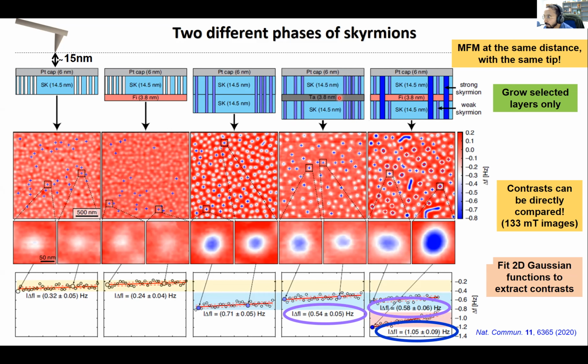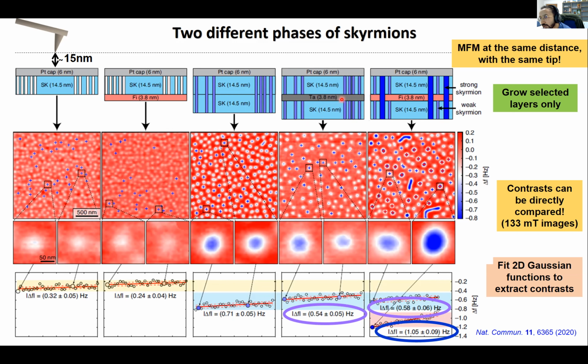Now, if at the middle of this, we place a tantalum layer, so there is no ferrimagnet here, you can see that there is a reduction in the MFM contrast, which is probably because the signal that we are getting from the bottommost iron cobalt layers is reducing, as the distance from the tip is increasing. But still it's somewhere between this and this, around 0.54. Now the interesting part comes here.